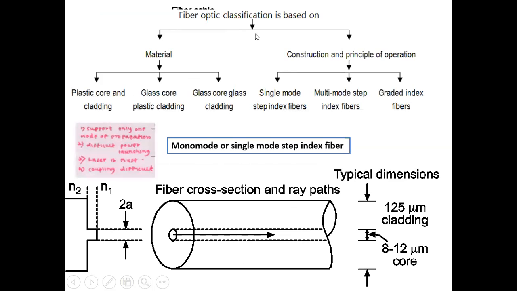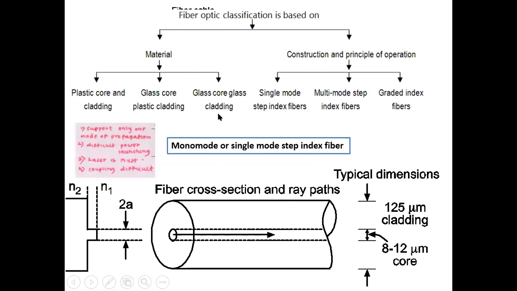Now, as far as fiber optic classification is concerned, there are two types. It can be classified based on material, and second, based on construction and principle of operation. So based on material: plastic core and cladding, glass core and plastic cladding, glass core and glass cladding. So these are the three types.